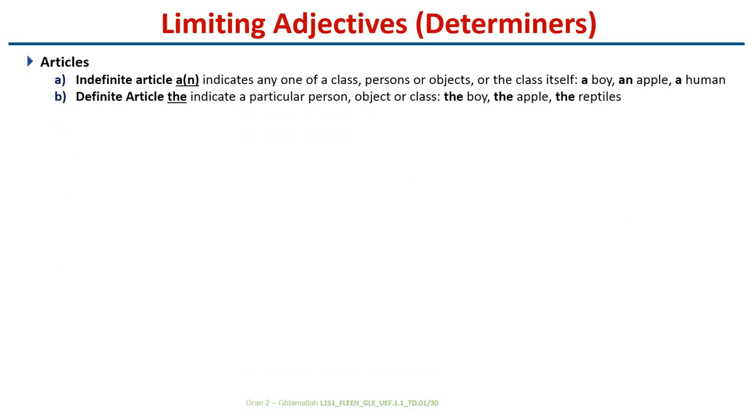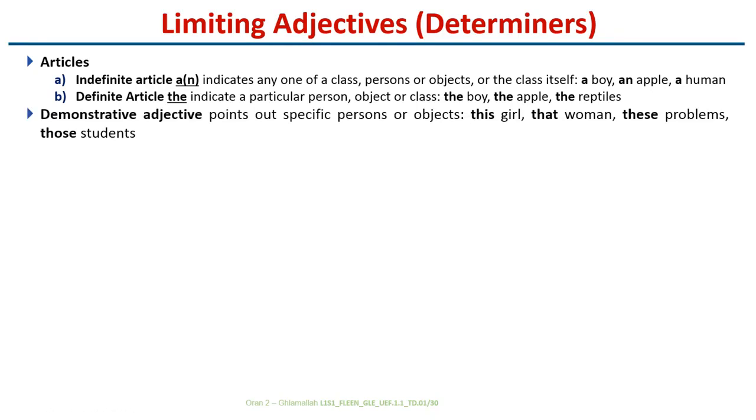The definite article, the, indicates a particular person, object, or class. The boy, the apple, the reptiles. A demonstrative adjective points out specific persons or objects. This girl, that woman, these problems, those students.